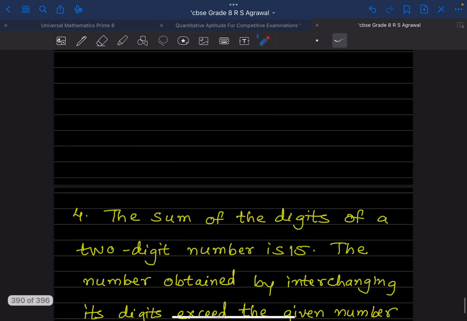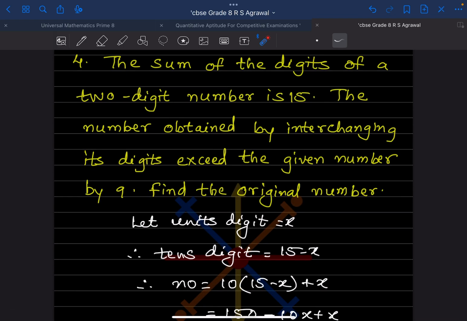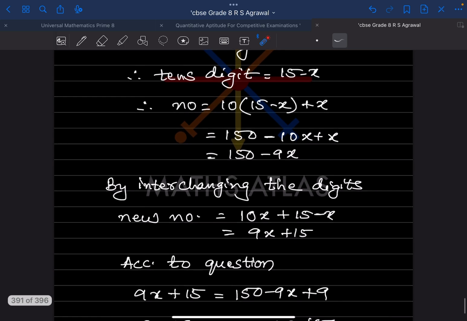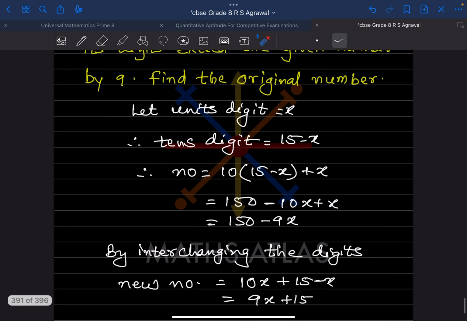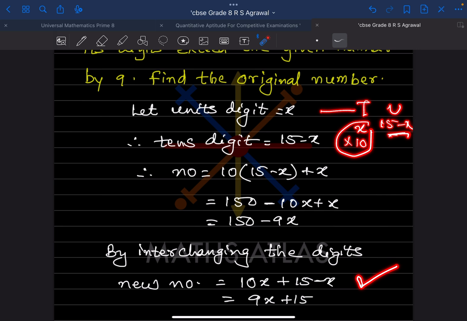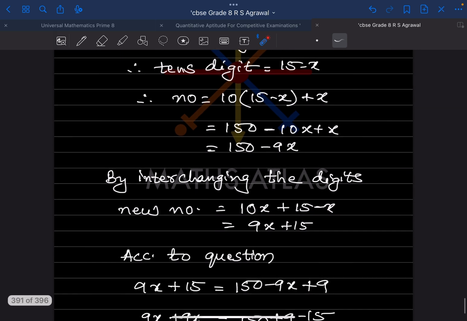They said that after interchanging the digits, the number exceeds the given number by 9. So when you interchange this, the unit place is going to be 15 minus x and the tens place is going to be x. So x into 10 and this is 15 minus x. So that is going to be 10x plus 15 minus x. This is the number after interchanging. Hope this is clear to you. When you solve this part, that is going to be 9x plus 15. So now you got the new number.